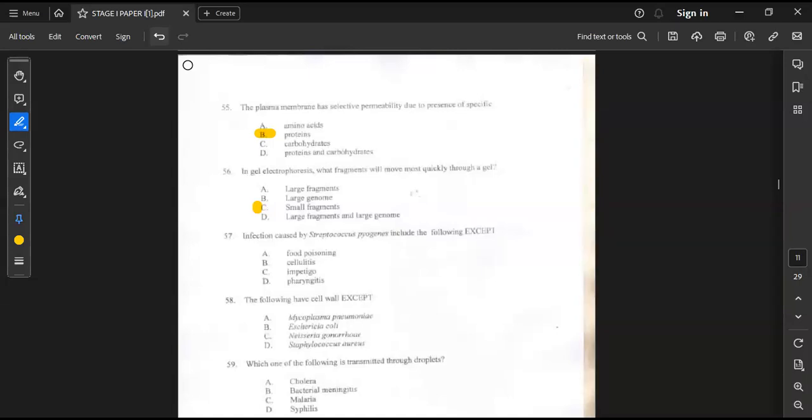Gel electrophoresis is just a method to separate DNA, RNA, and proteins. It's based on their charge and size. The molecules are separated using an electric field, and the speed at which they travel through the pores in the gel is inversely related to their length. So small molecules will travel a greater distance through the gel than larger ones. So the answer is small fragments.